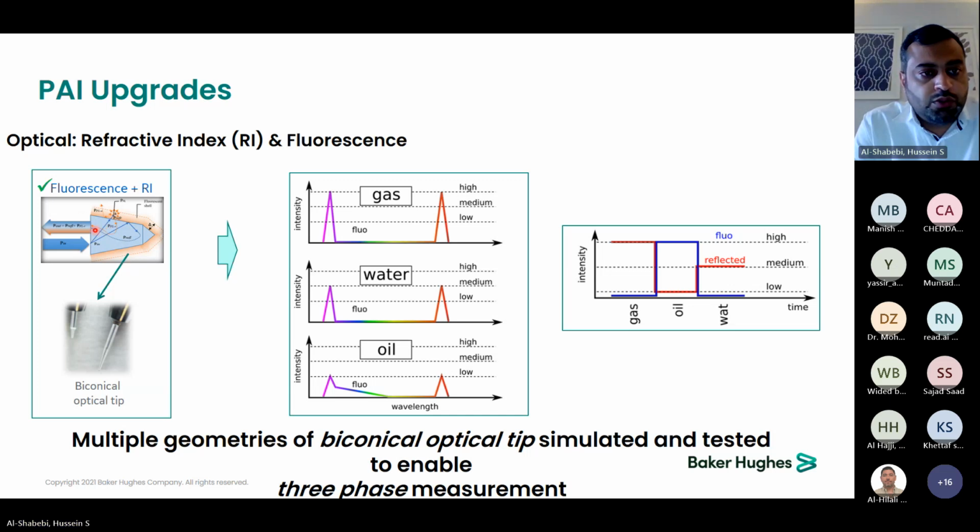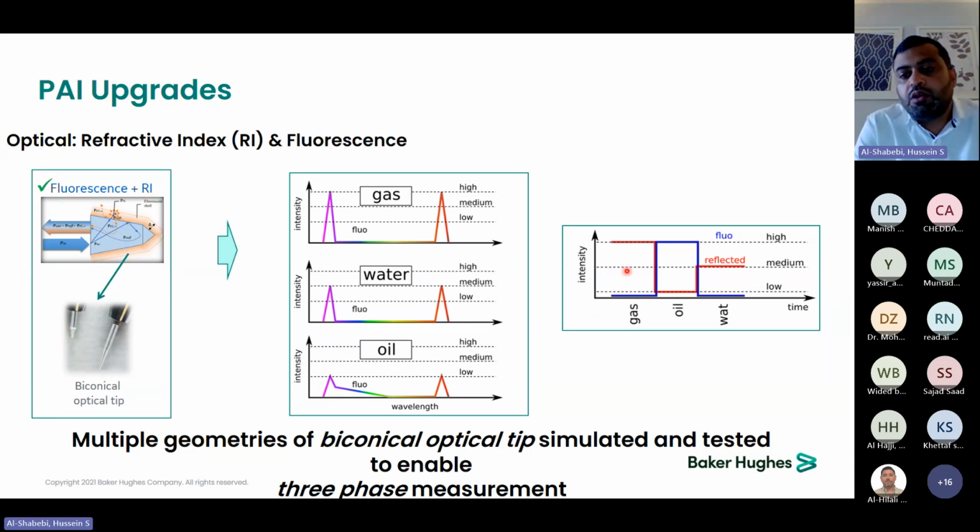So just to highlight, the refractive index from the biconical we are utilizing in the new generation of the PAI, but the fluorescence we are not utilizing in PAI; we are utilizing it in the GoWatt tool. So in GoWatt, we are using the biconical that has two measurements, refractive index and fluorescence.